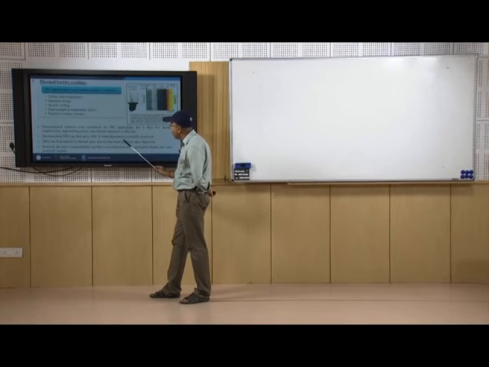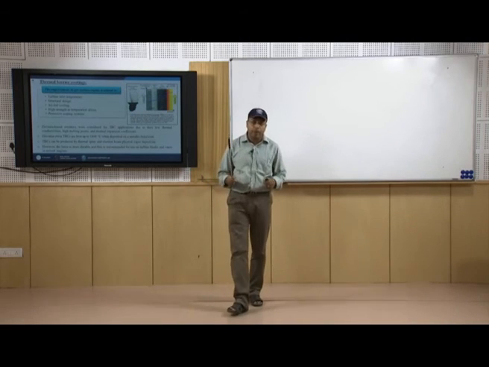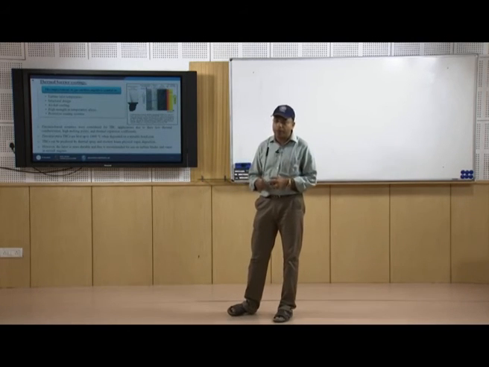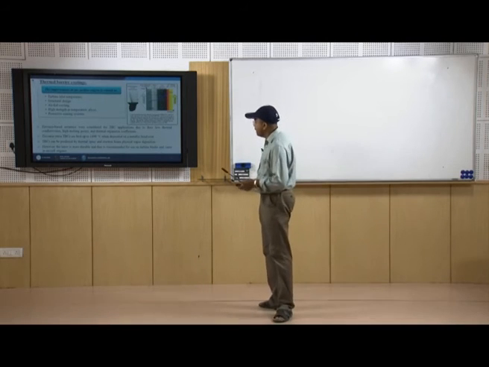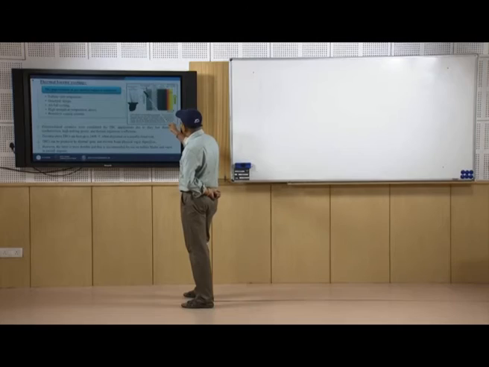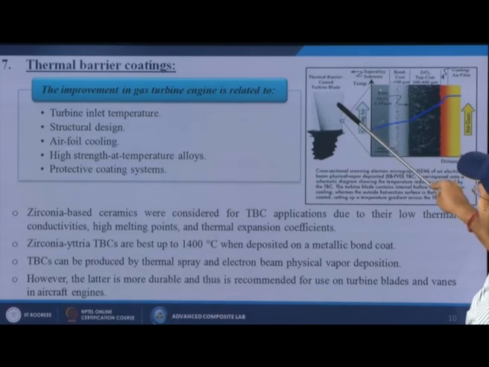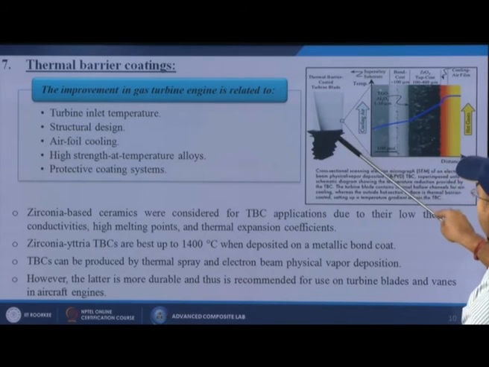So generally we are using electron beam physical vapor deposition to make a thermal barrier coating onto the turbine blades or maybe aerospace engine parts, so that they can withstand the high temperature. Here this is an example. What we are doing is the thermal barrier coating onto the turbine blade. So this is the turbine blade.